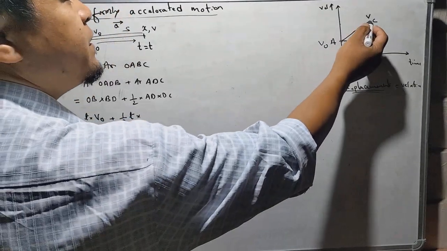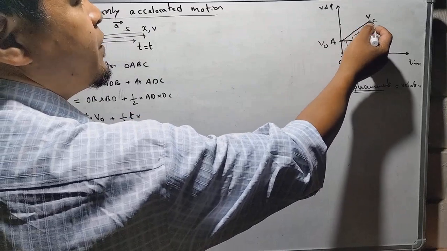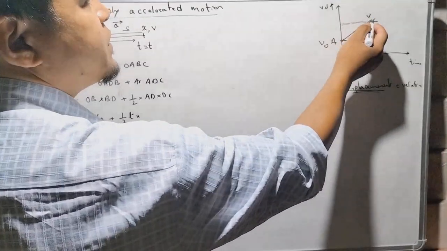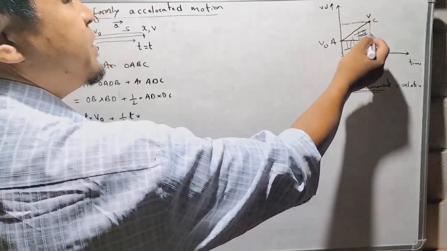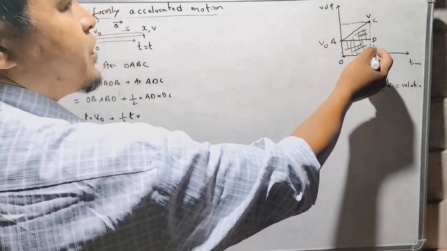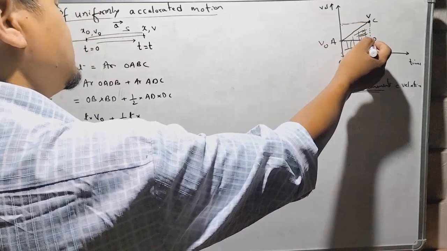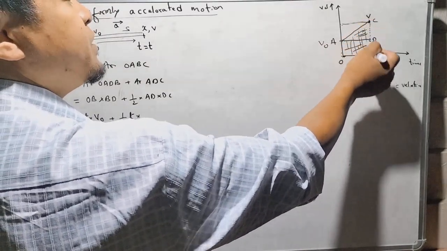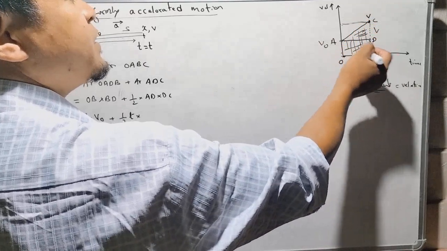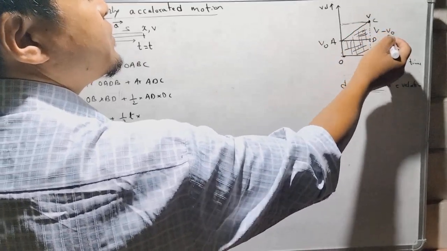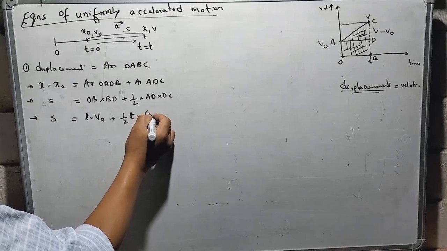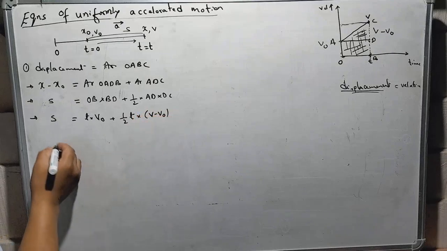And this DC here is equal to BC minus BD, because the velocity at this point C is v. So BC is v and BD is v naught. So v minus v naught stands for DC. Okay, so I'll write v minus v naught.